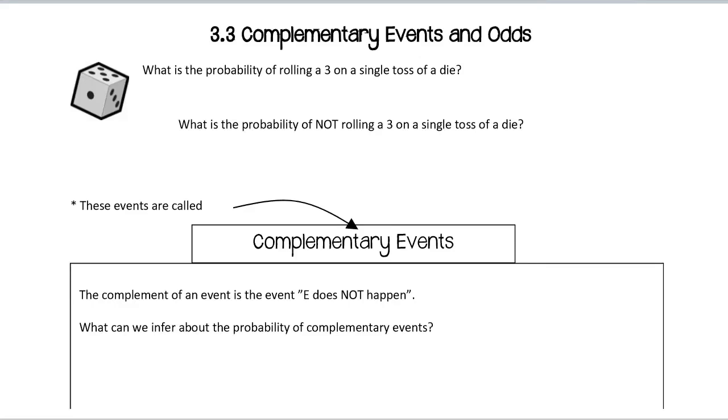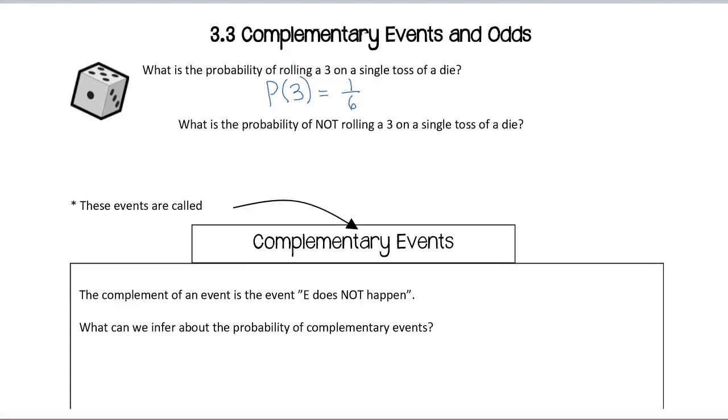Okay, we are moving to the next section. In this section, we're going to talk about complementary events and odds. To start, let's consider what is the probability of rolling a 3 on a single die? We did this in a previous video, so you may remember that the probability of rolling a 3, this is the notation, is going to be 1 out of 6 because there's only one 3 and there are 6 possible outcomes.